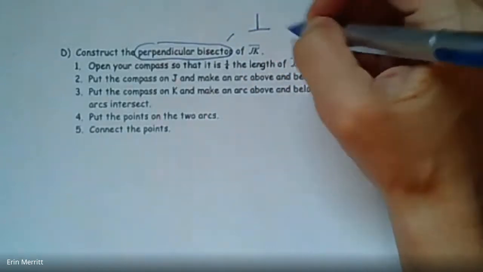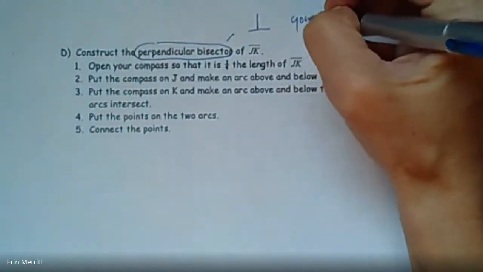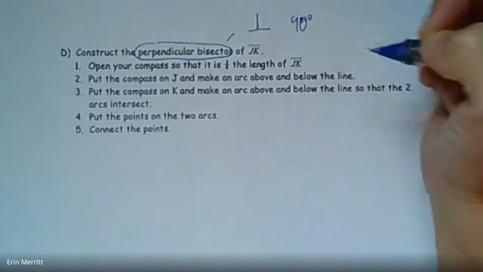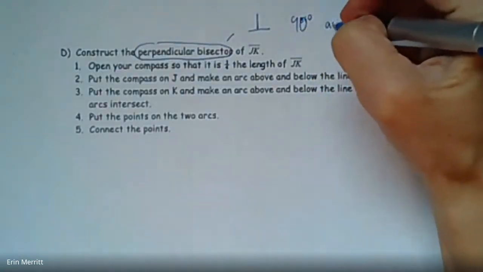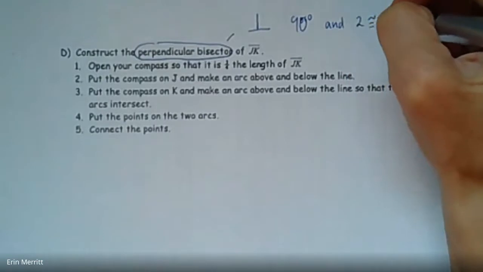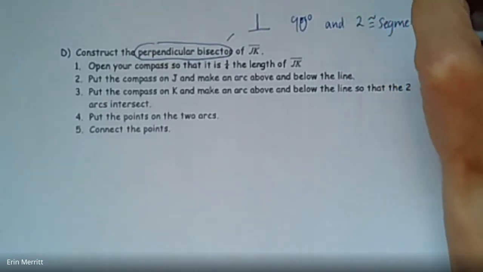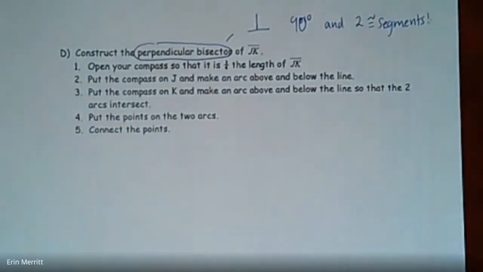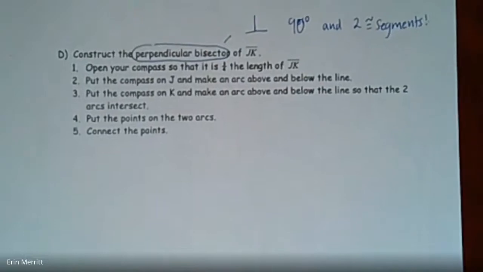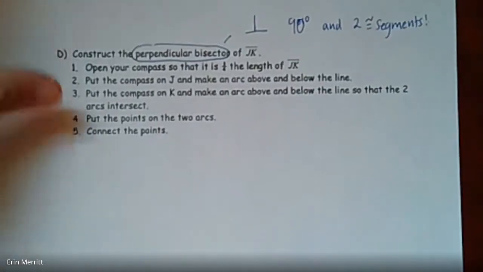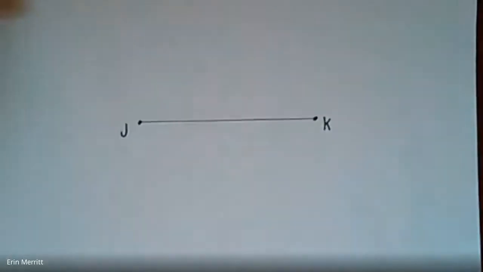All right, so I'm going to form a 90-degree angle. Oops, 90-degree. There we go. And you're going to end up with two congruent segments, because it's this segment that's going to get bisected here. This is another one that we're going to use a whole ton.